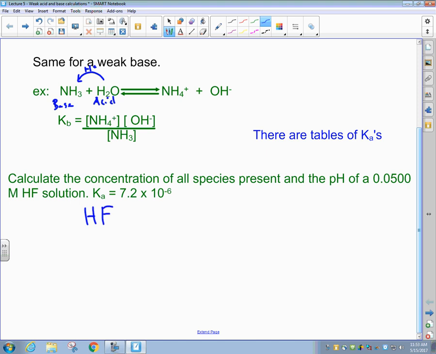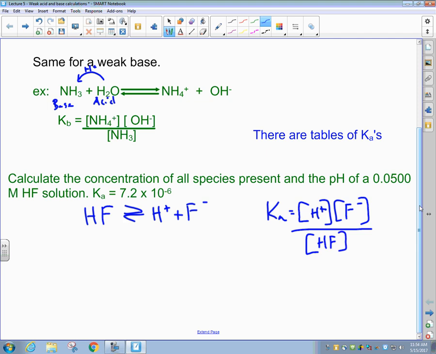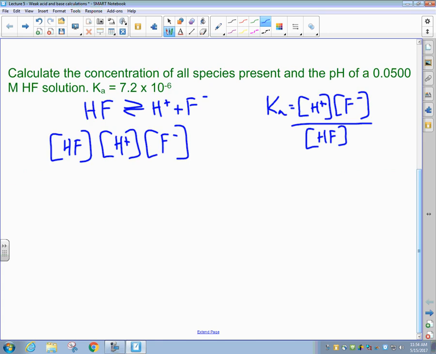We'll start off by writing the equation. HF will establish an equilibrium with the hydrogen ion and the fluoride ion. We can write a Ka expression for this. We'll have the concentration of the hydrogen ion times the concentration of the fluoride ion divided by the concentration of HF. We'll then set up an ICE chart: concentration of HF, concentration of H positive, and concentration of F negative. And we will have I for initial concentration, C for change in concentration, and E for the equilibrium concentration.